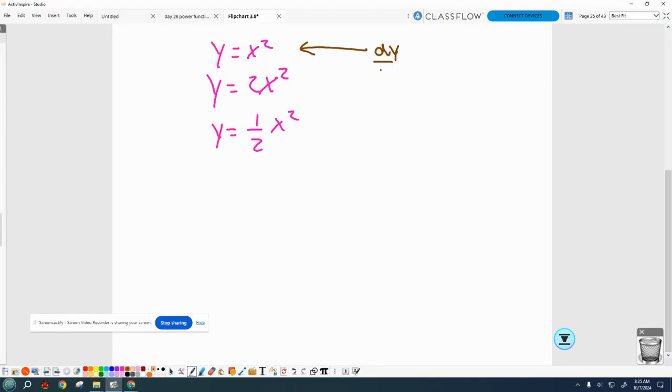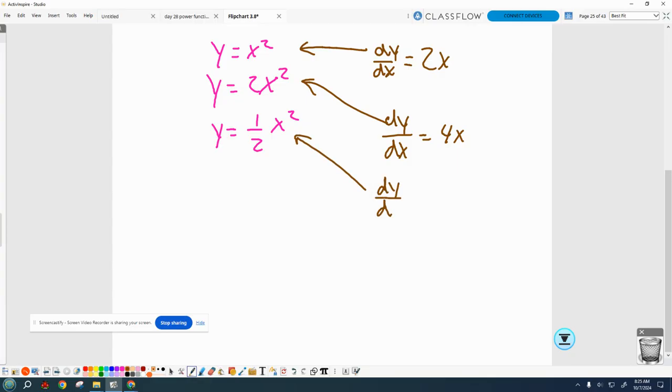Natalie, what is the derivative of x squared? 2x. Sadie, what is the derivative of 2x squared? 4. Amelia, what is the derivative of 1/2 x squared? Sorry, what? 1. 1. The x. Oh, x.